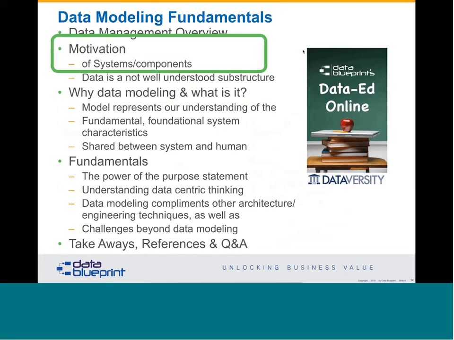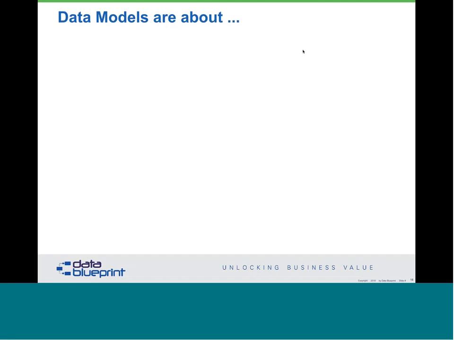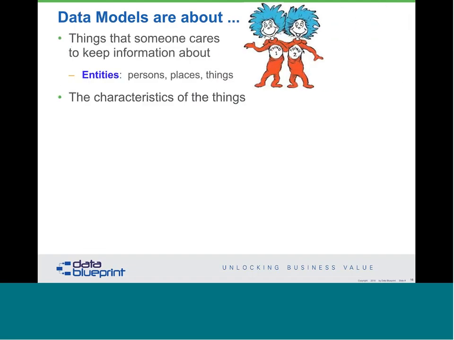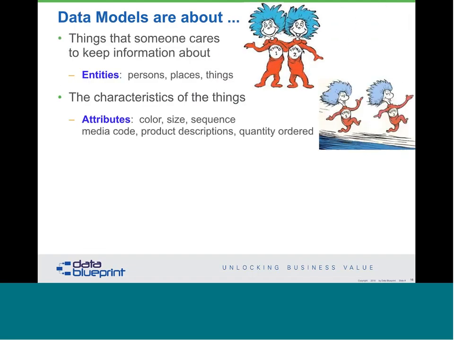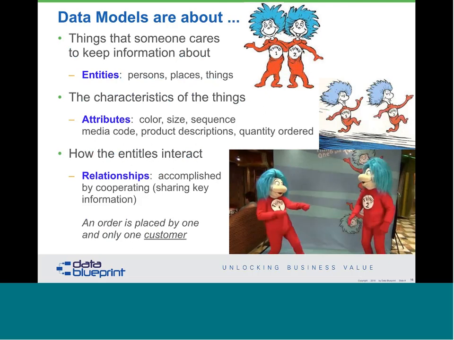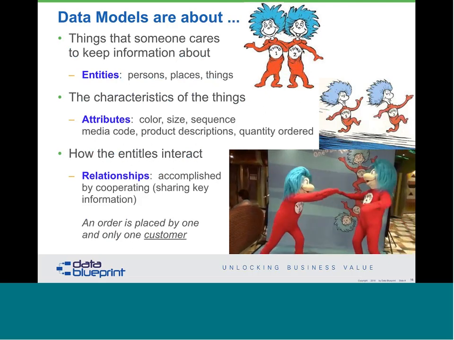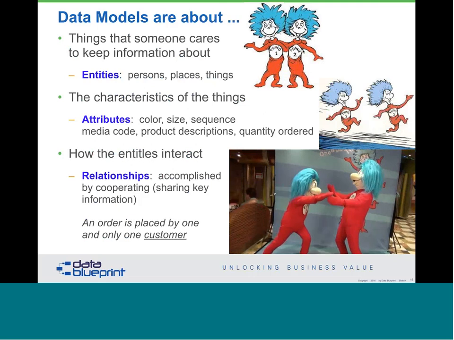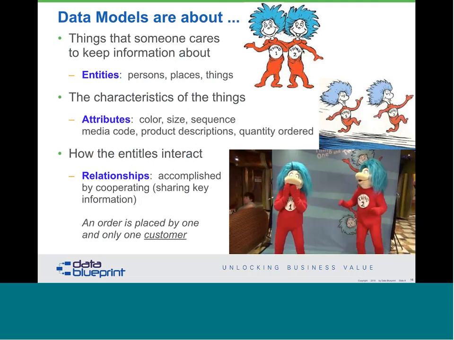Let's dive a little further now and get out of the motivation section and talk specifically. Models are all about things that somebody cares to keep information about. The first thing that we recognize is that they are entities. Those are the persons, places, or things, the nouns, if you will, in our IT development. And then we also talk about attributes. These are characteristics of an entity. They include descriptive things, color, size, sequence, et cetera. And then finally, we get to the relationships between those various things. This is how we do all of the sharing that we're trying to do.